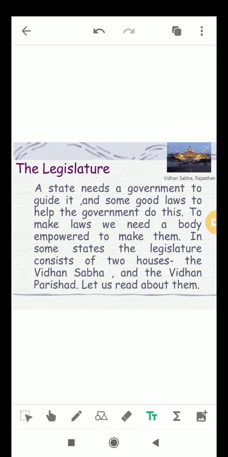Next is the state legislature. A state needs a government to guide it and some good laws to help the government to do this. To make law, we need a body empowered to make them. In some states, the legislature consists of 2 houses, that is Vidhan Sabha and the Vidhan Parishad. So let us read about them.